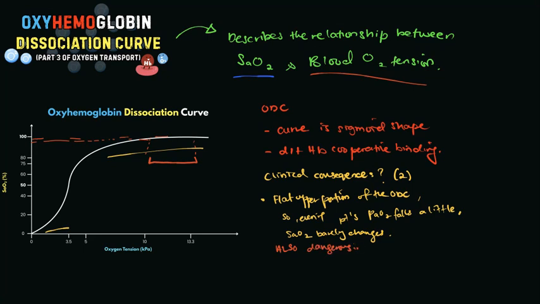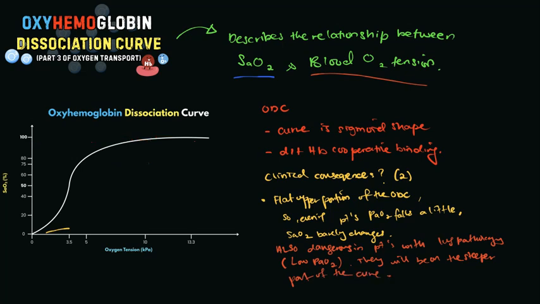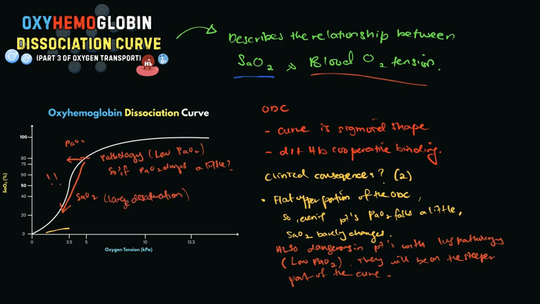Now let's see how lung pathology plays a role in this ODC curve. It is dangerous in patients with lung pathology or any state with low PaO2. They will be on the steeper part of the curve. So let's take, for example, a person with a lung pathology that has brought down the oxygen tension to only about 5 kilopascal. If the partial pressure drops even a little, let's say from 5 to 3.5 kilopascal, the drop in saturation of oxygen will be massive. You can see there's this large desaturation that occurs.